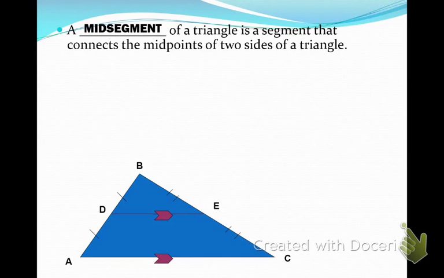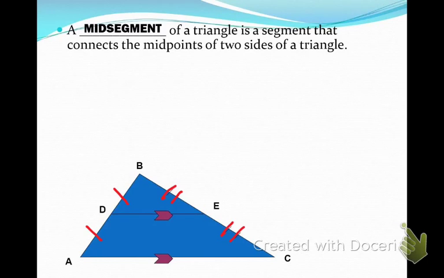A midsegment of a triangle is a segment that connects the midpoints of two sides of a triangle. So we've got D and E. I know those are midpoints because of these tick marks. Those two tick marks show that D is the midpoint. The tick marks on the other side show that E is a midpoint. When I connect D and E, then I have a midsegment.